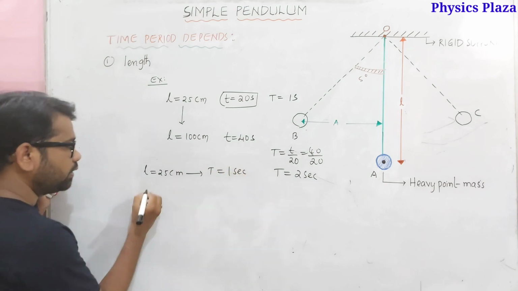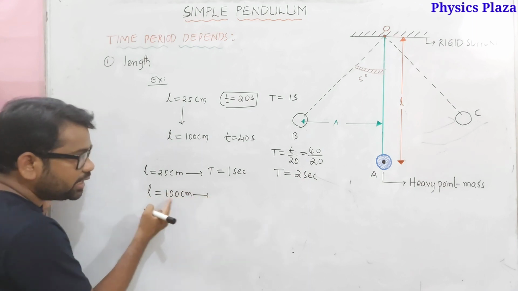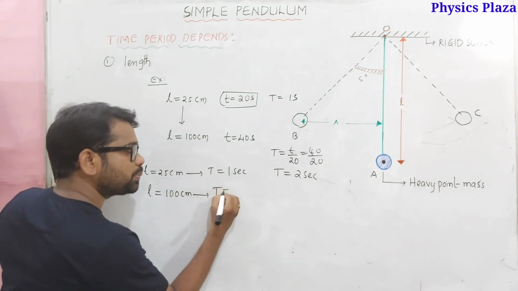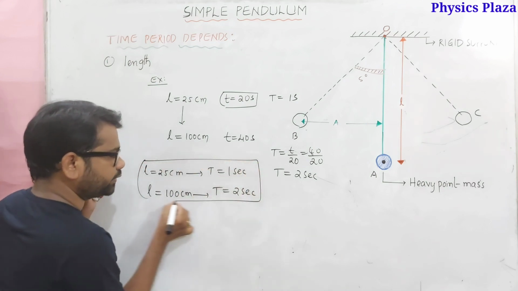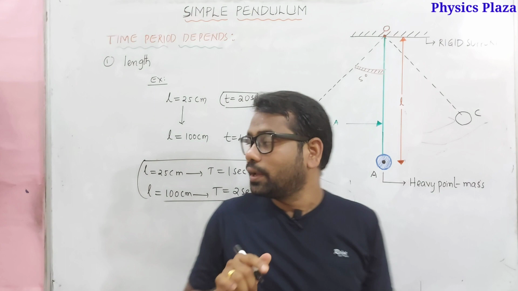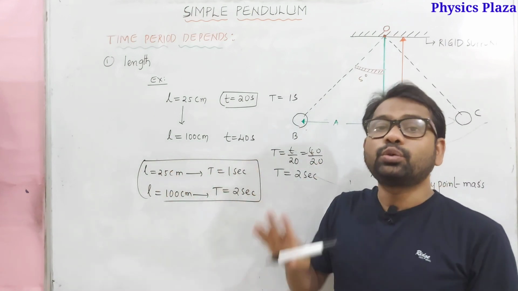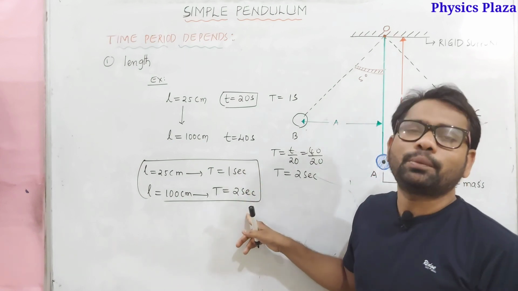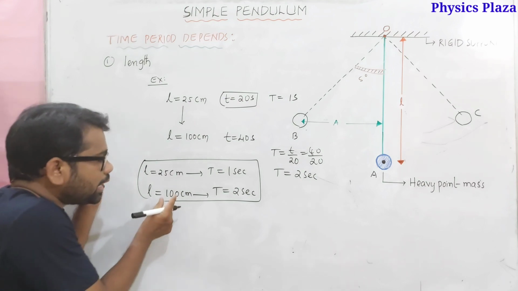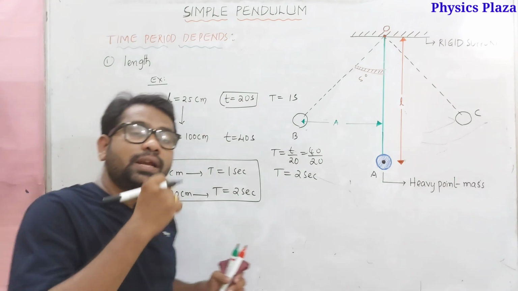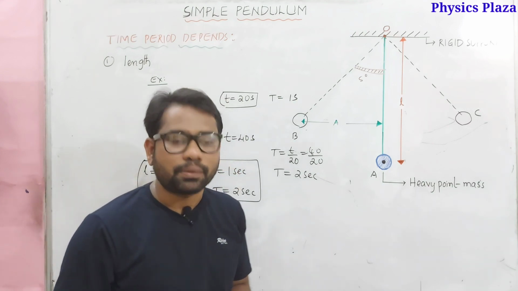That is fine. When the length is increased 4 times, children, then the time period becomes double. This is what you have to notice. Children, this is very, very important. When the length becomes 4 times, the time period increases by 2 times. Means the time period becomes double. Means how are they related? So it is noticed that the time period of a simple pendulum is directly proportional to the square root of the effective length of the simple pendulum.